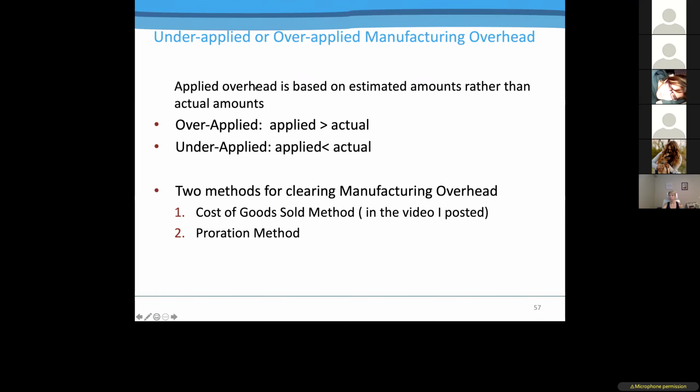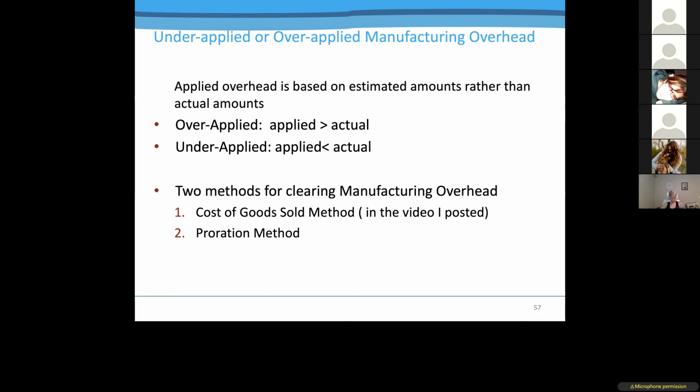The applied overhead is based on estimation. It's not exactly the same as the actual amount, right? The actual overhead, we can only know at the end of the accounting period. So during the period you are applying overhead, and that amount will be different from the actual. If the applied amount is more than actual, we say you over applied. If the amount you applied is less than the actual, we say you under applied. How are we going to deal with that difference?